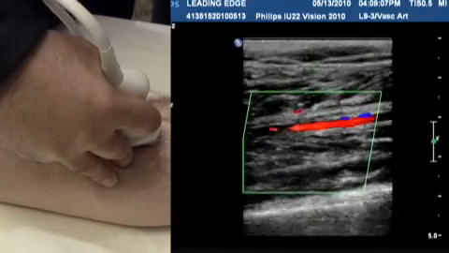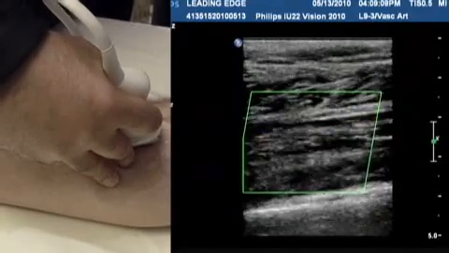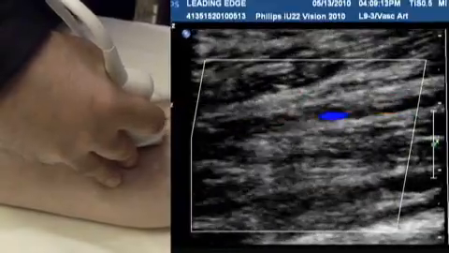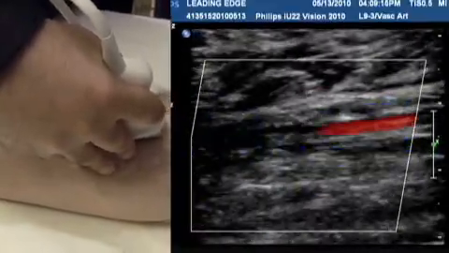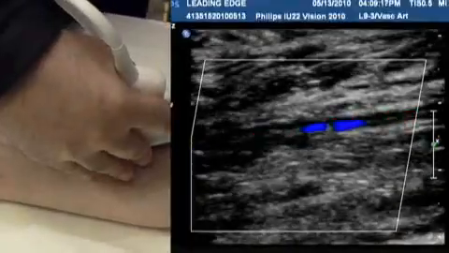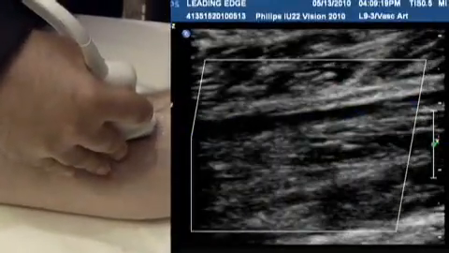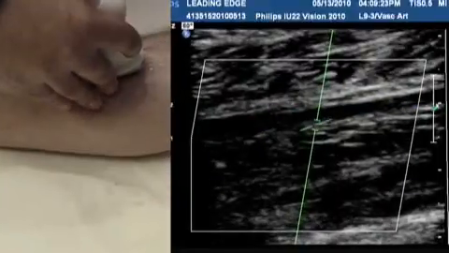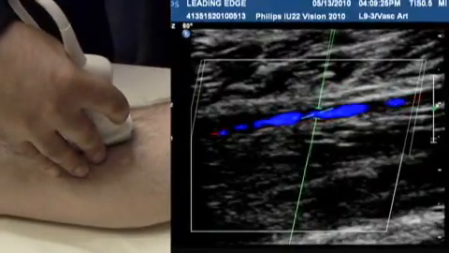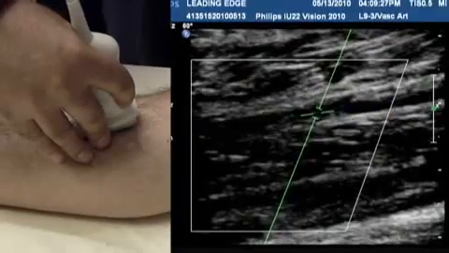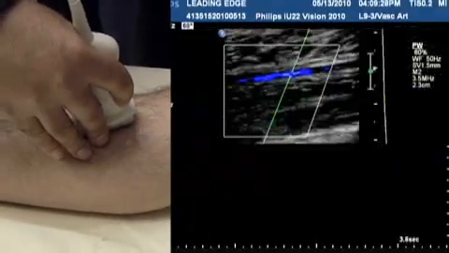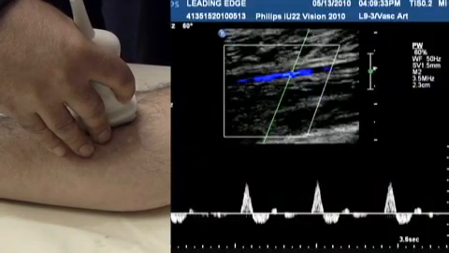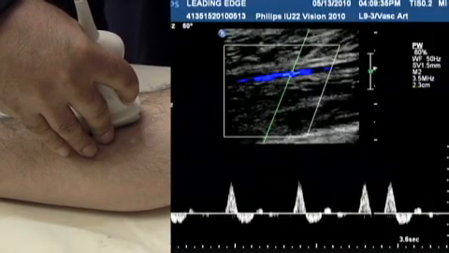So again, can we magnify that image just to make it a little bit bigger, make it easier to see? Very nice. Okay, so here's your posterior tibial artery, and you can see the adjacent veins. Let's do Doppler here. Let's just listen to this. And we'll invert that signal. And again, nice normal triphasic waveform.